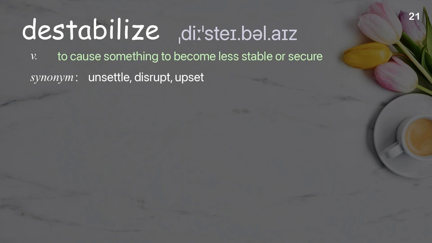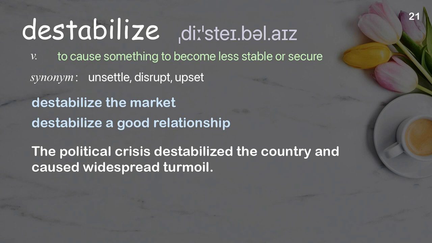Destabilize. To cause something to become less stable or secure. Examples: destabilize the market, destabilize a good relationship. The political crisis destabilized the country and caused widespread turmoil.